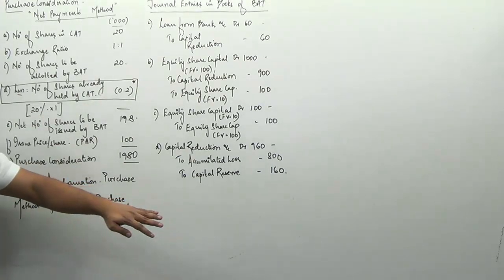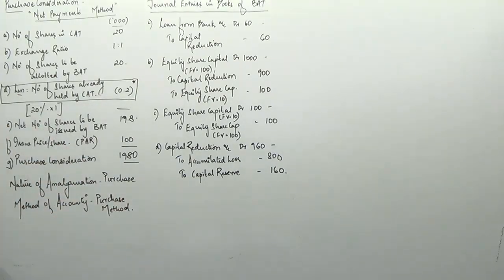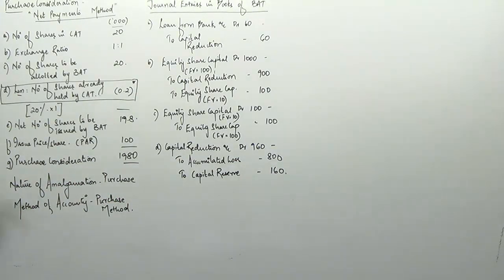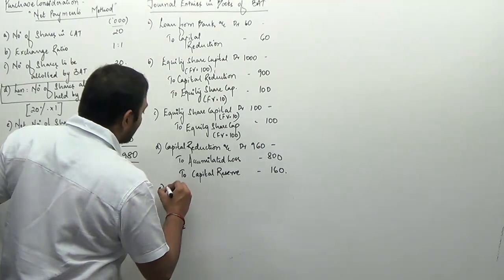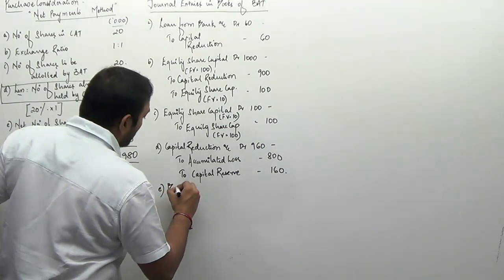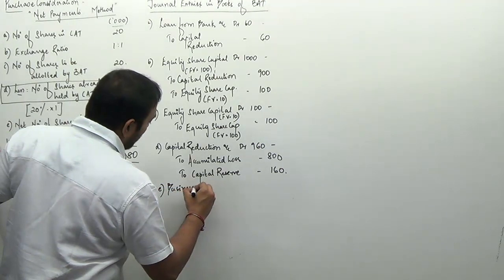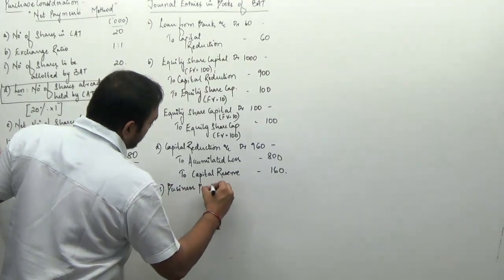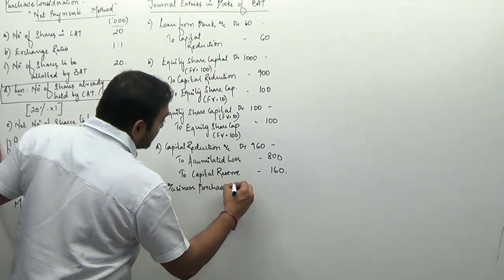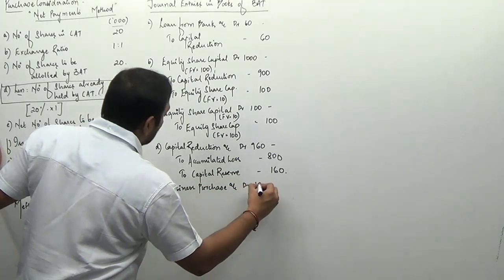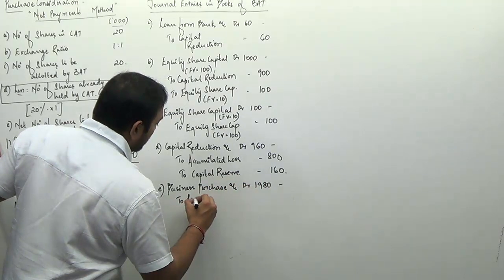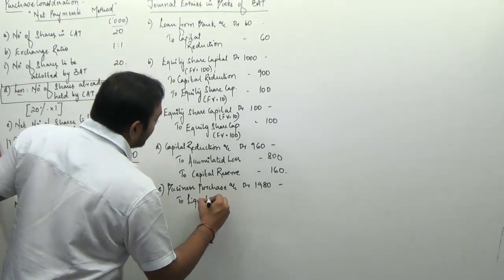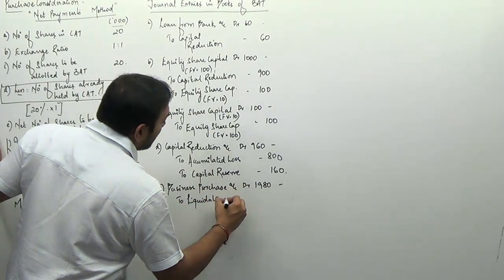From here starts amalgamation with CAT Limited. So CAT Limited's purchase consideration, what I'm paying, is 1980. I'll start with that. First entry for purchase consideration due. Business purchase account debit 1980 to liquidator of CAT.